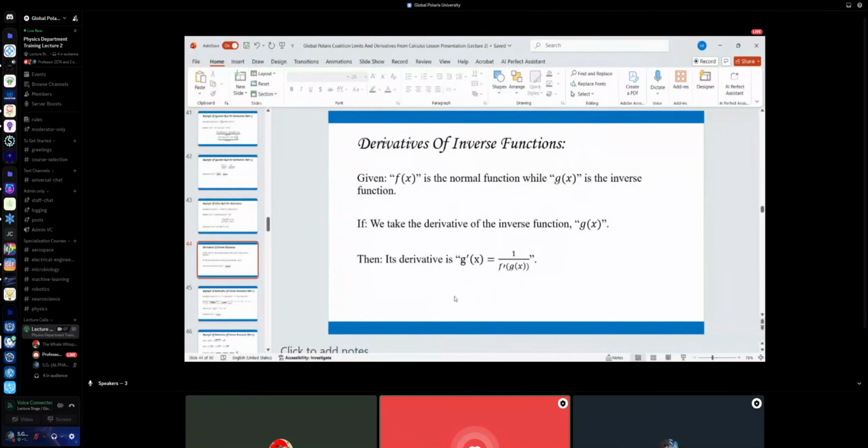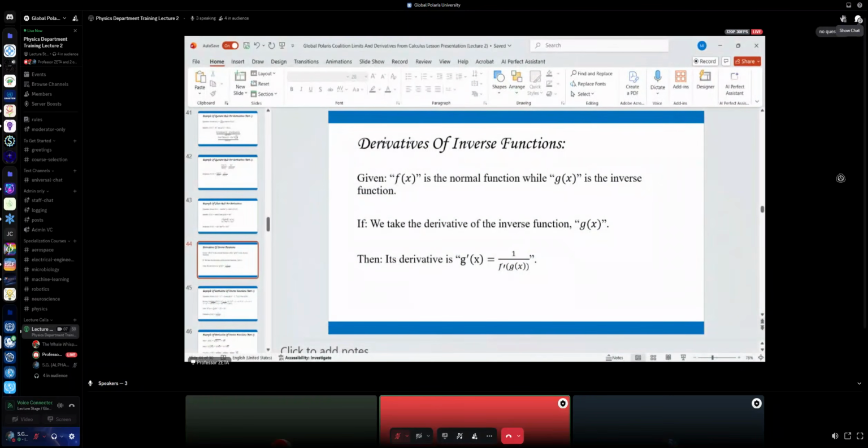Okay. Now we are gonna talk about derivatives of inverse functions, but just now I'm gonna take a minute right now. Any questions do we have? You can say yes, I understand, or yes. If you genuinely have a question, you can put it in right now. Do we have any questions? Okay. Now let's move on.